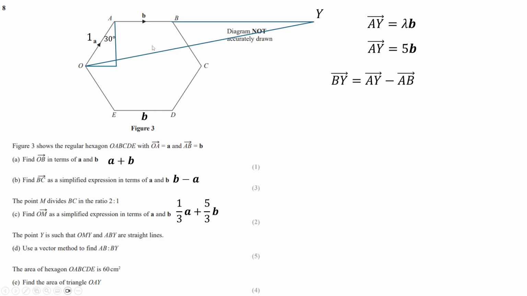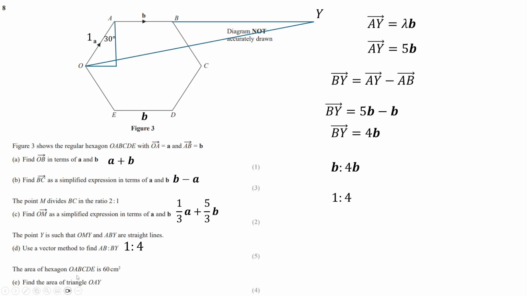BY is just AY take away AB. We know what AY is, we know what AB is. AB is B, and AY is 5B, so 5B take away B is just 4B. And yeah, that's fine. So we can say that the ratio is B to 4B, because we want the ratio of AB to BY. So this is B, this is 4B, so B to 4B is just 1 to 4, and that's the answer.